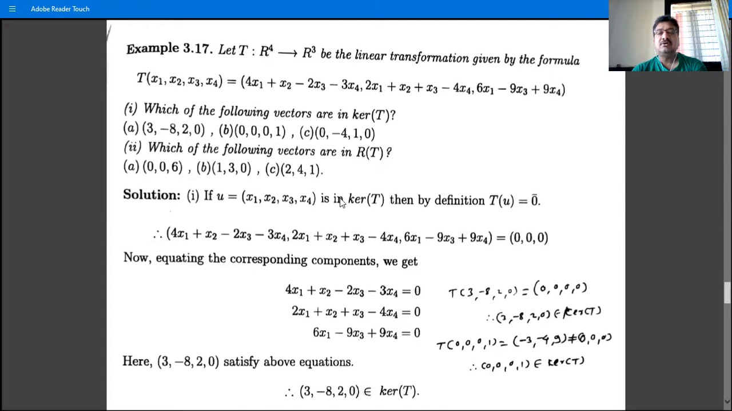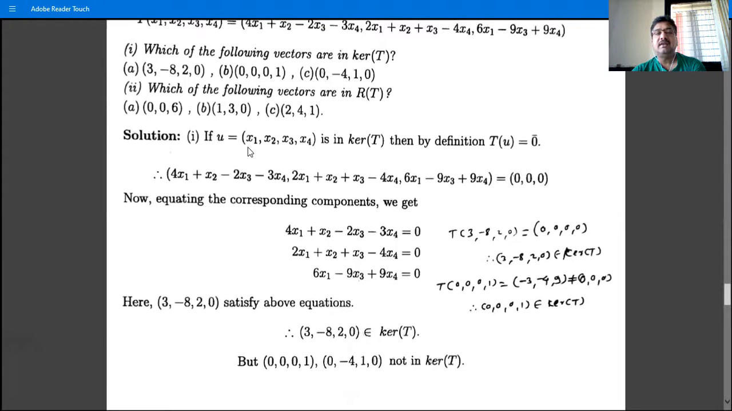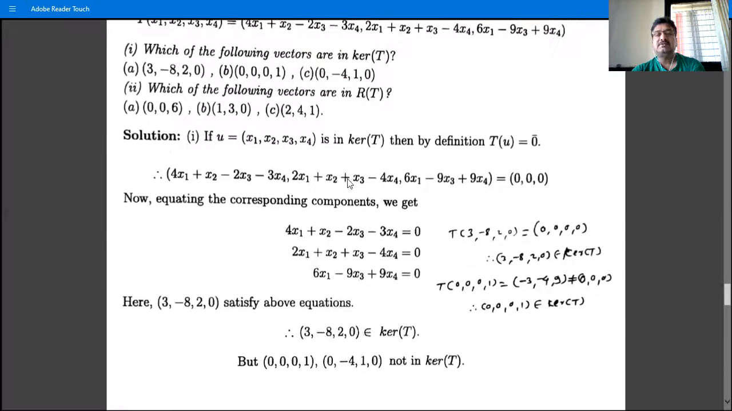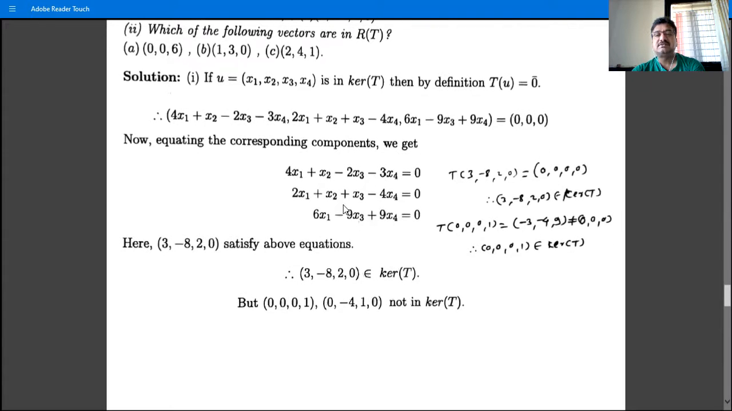When a vector belongs to the kernel of T, we know that if T of u is equal to 0 bar, that is, its image is 0 bar, then we say it is in the kernel of T. So T of x1, x2, x3, x4, as given in the problem, is equal to 0. Comparing each component with 0, we have this system, and if this system is satisfied for x1, x2, x3, x4, then we say the vector belongs to the kernel of T.